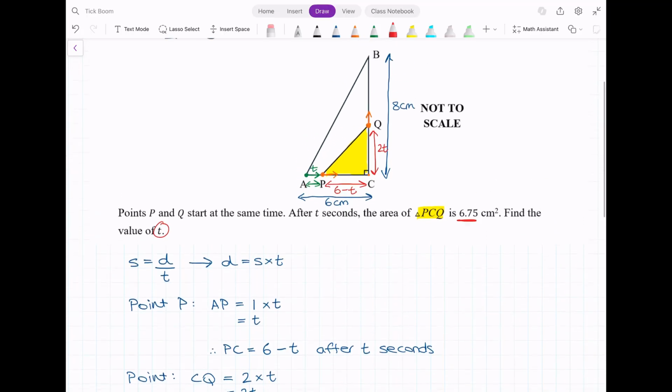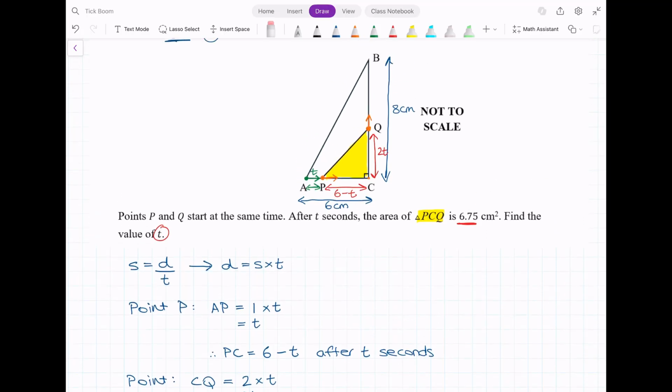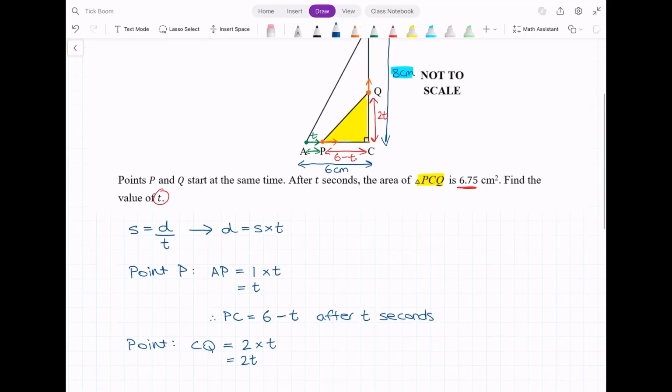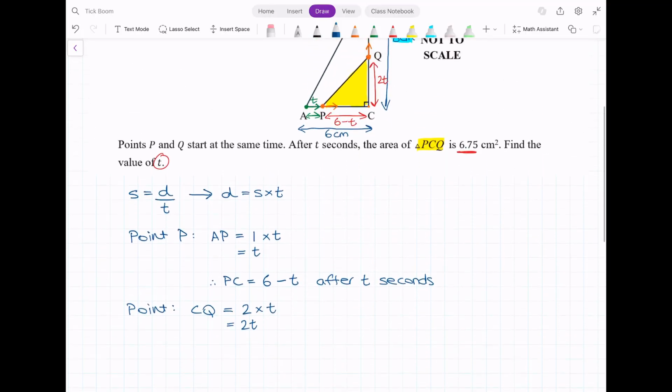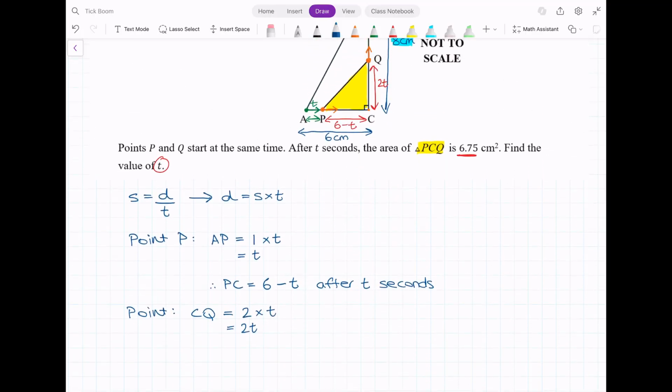It might at first glance seem like we haven't needed to use this 8 centimetres. But actually that's going to become useful information later as we're solving for the value of t. So we'll park that for now. But for now, we've got the base of the triangle, we've got the height of the triangle, and we know the area of the triangle, so that's everything we need to solve for t.